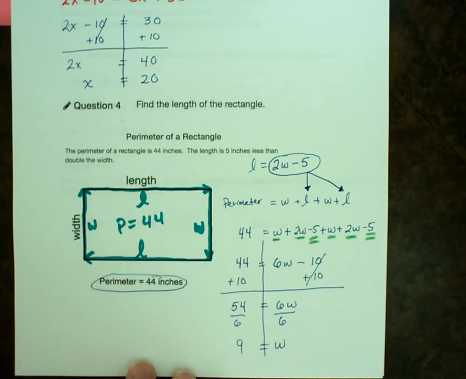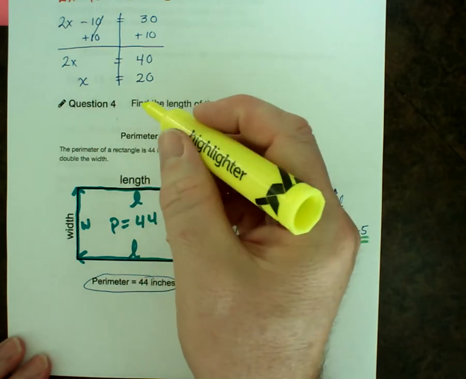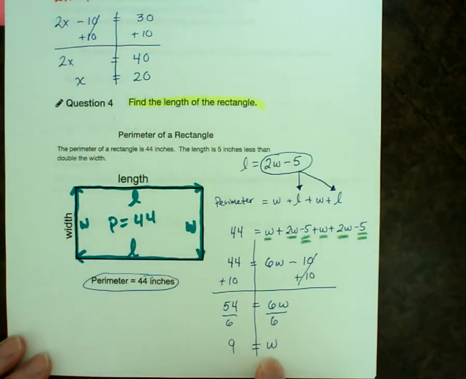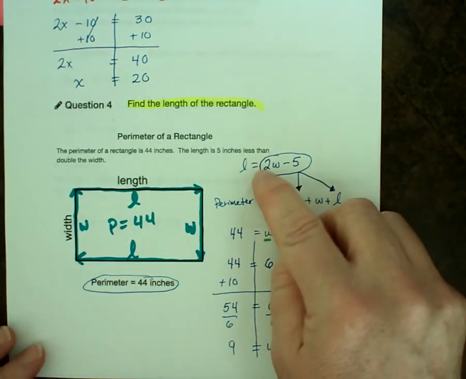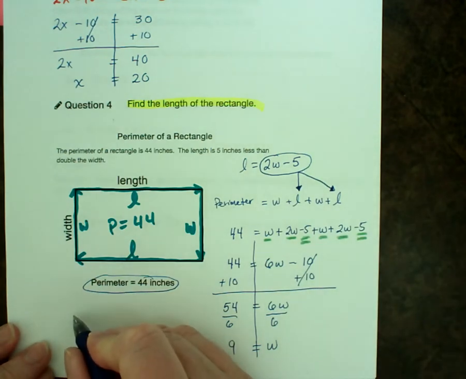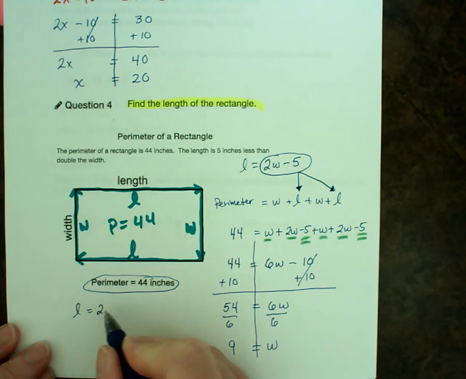Man, I feel like I'm done. Oh, wait. Uh-oh. Find the length of the rectangle. I didn't find the length. I found the width. But I do know how the length and the width are related. So I know that the length is equal to 2 times the width, 2 times 9 minus 5. 18 minus 5.